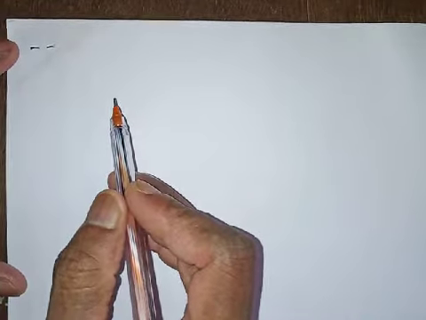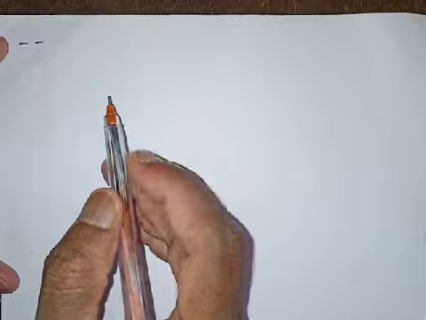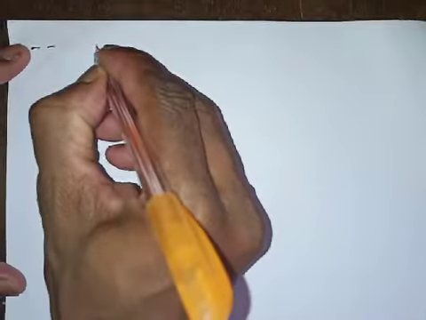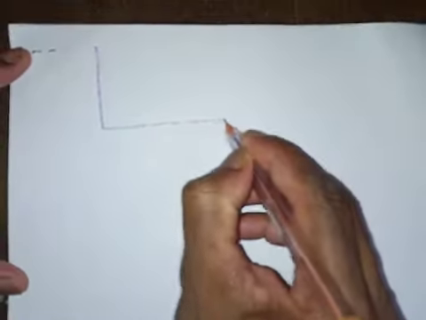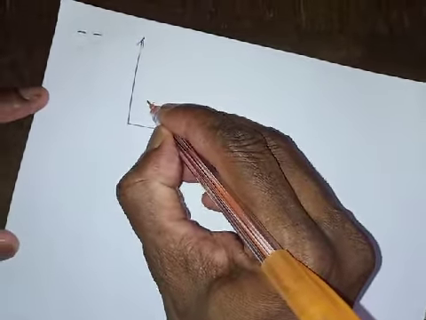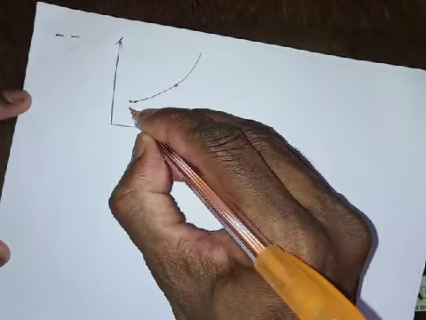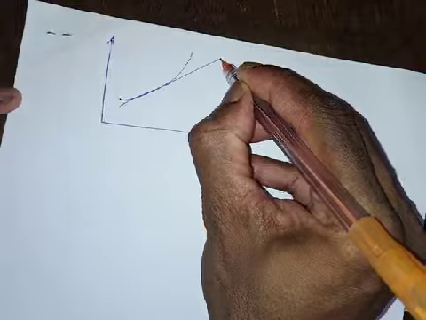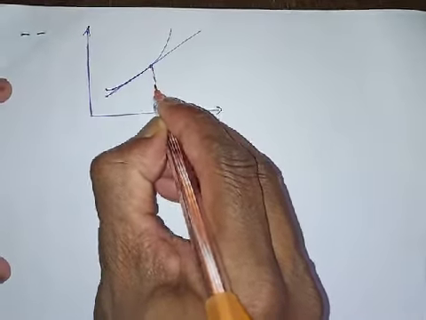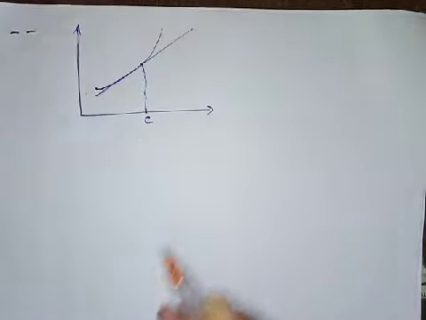Let's understand differentiability first. Let's take a curve like this. We take a curve like this. Here, take a tangent like this. Let the tangent be at point C. It is point C.